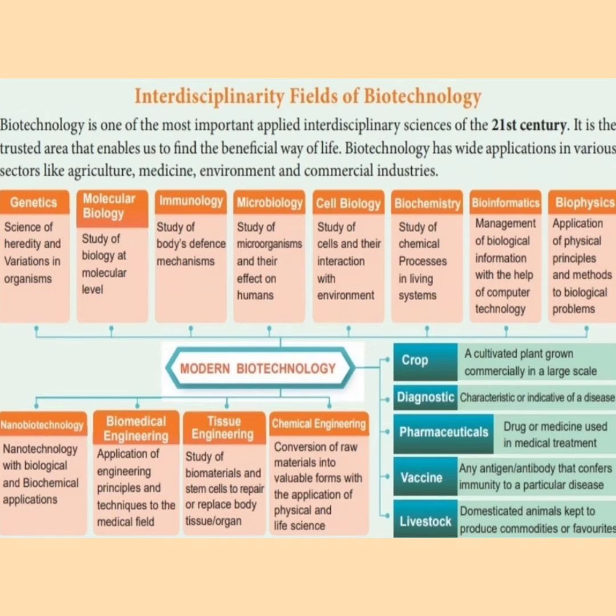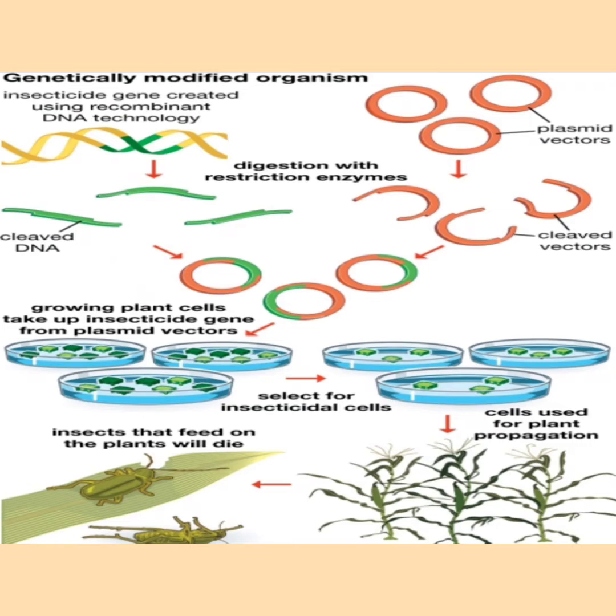In crop technology, a cultivated plant is grown commercially on a large scale. In diagnostics, characteristics indicative of a disease. In pharmaceuticals, drugs or medicines used in medical treatment. In vaccine manufacture, any antigen or antibody that confers immunity to a particular disease. In livestock, domesticated animals kept to produce commodities or favorites. So let us discuss the different fields of biotechnology.